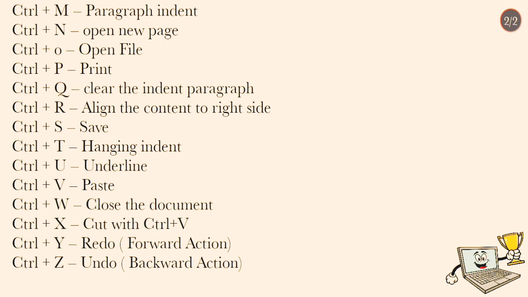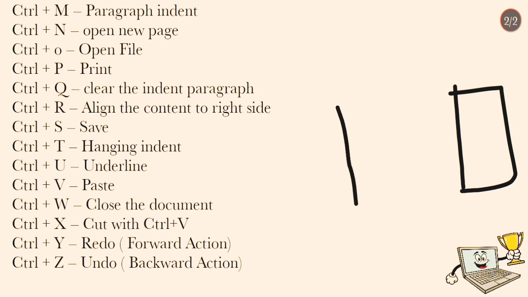Control plus R, same as when we press Control plus L, then it aligns all the content to the left direction. But when you press Control plus R, then it aligns all the content to the right direction. Control L will place everything to the left and Control R will place everything to the right.